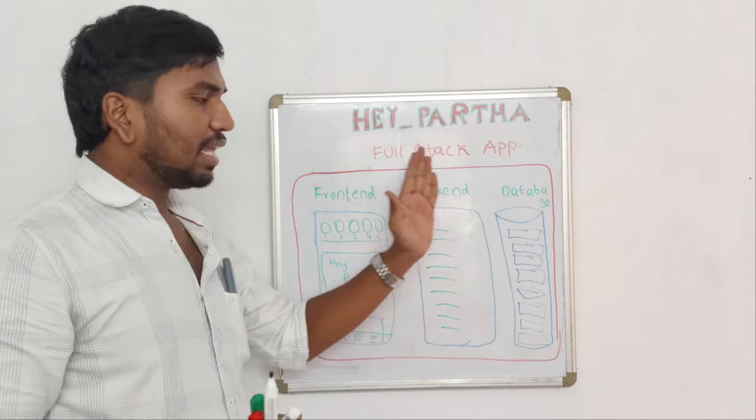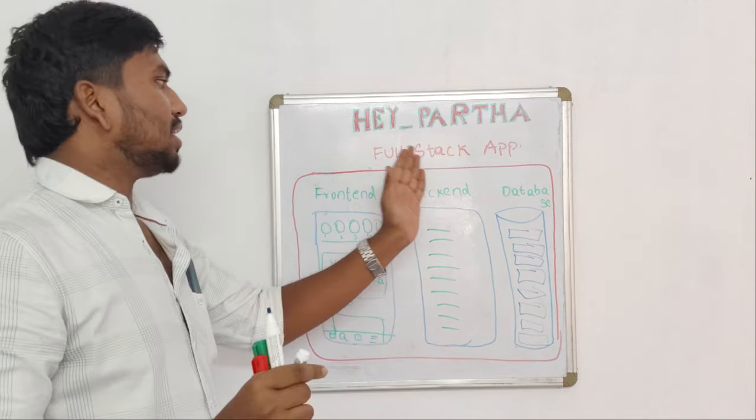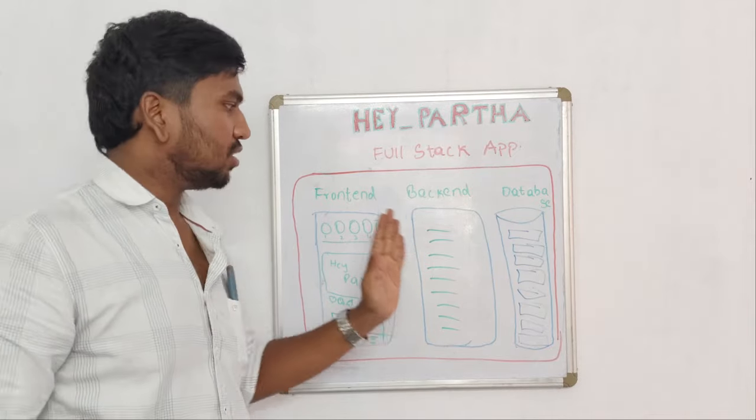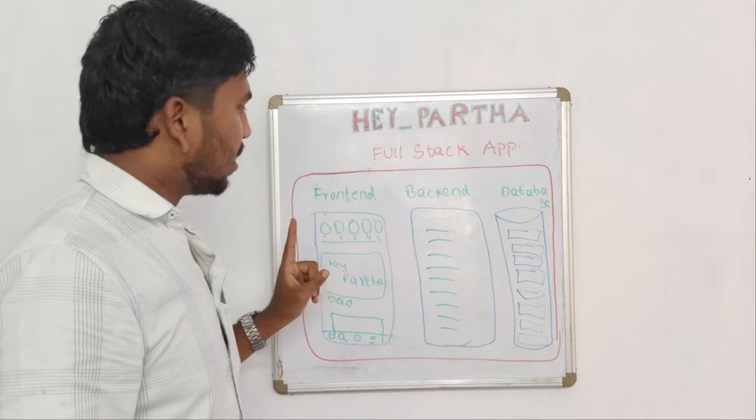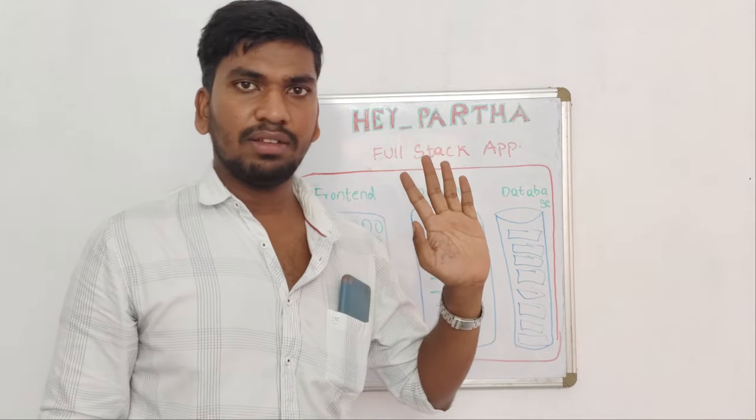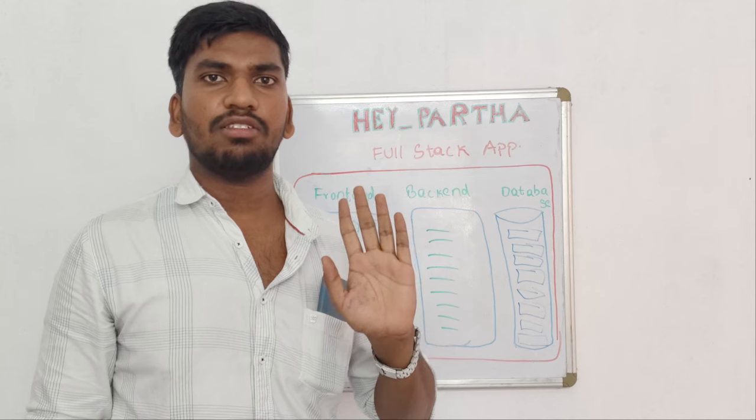So these three combined are your full stack app. Every app consists of these three. Take any application. It consists of front end, back end, and database. Everything will happen like this.